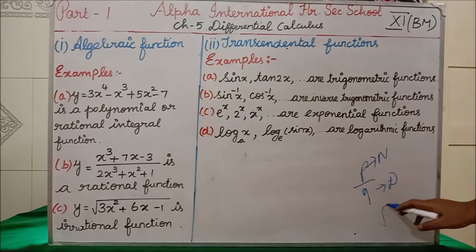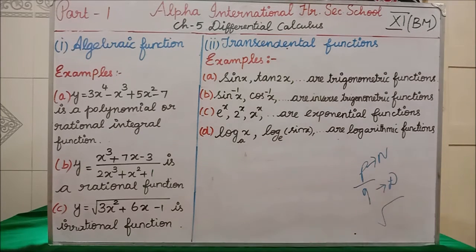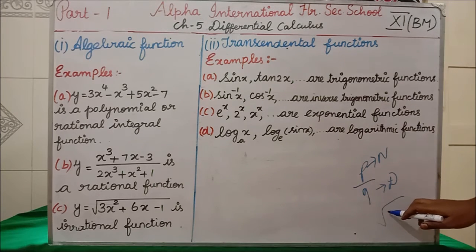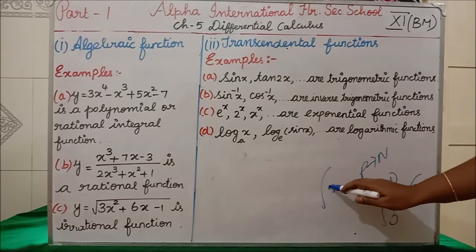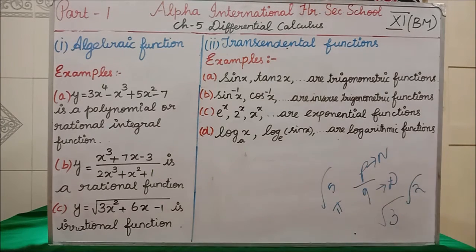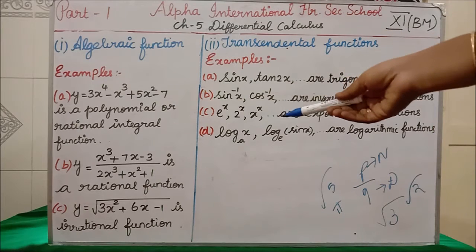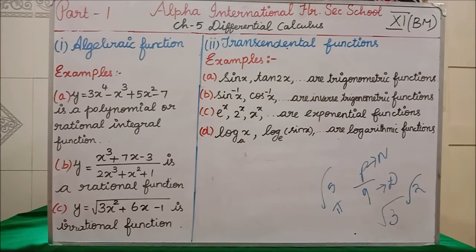In 9th standard and 10th standard you have learned about irrational numbers. An irrational number is nothing but what? Root 3, root 2, root 5, pi. These are irrational numbers. So since we have a root here, it is an irrational function. Clear all of you about algebraic functions?